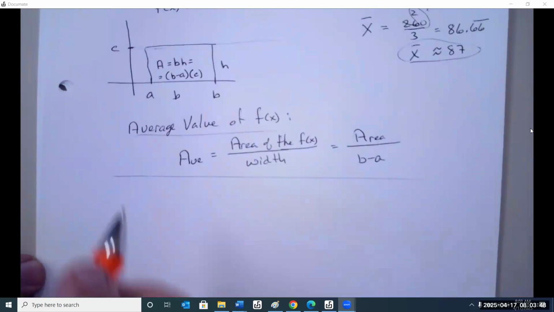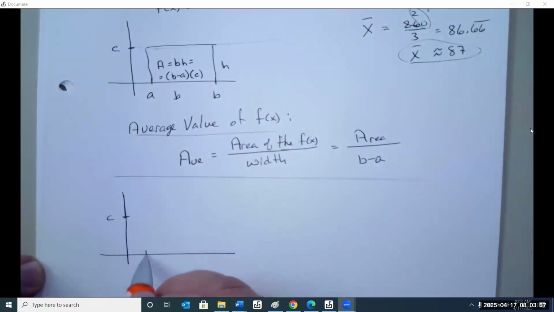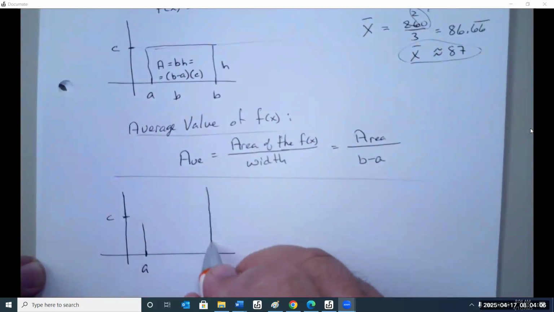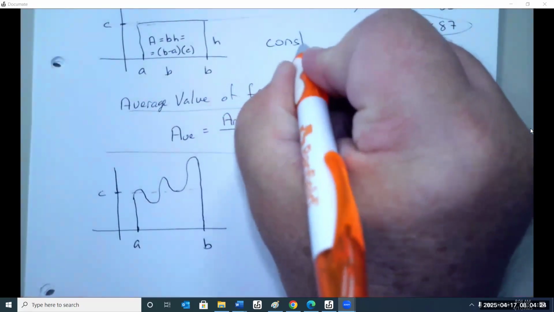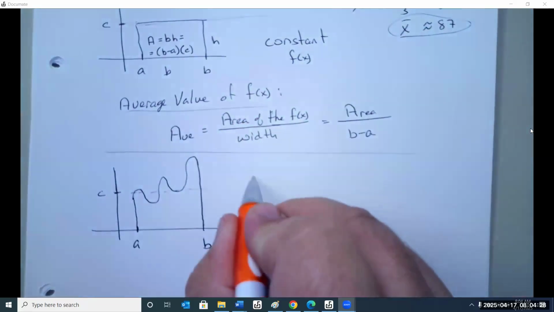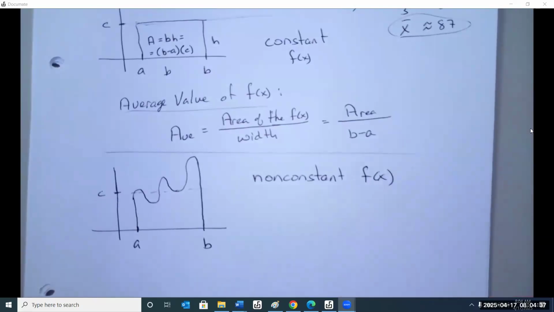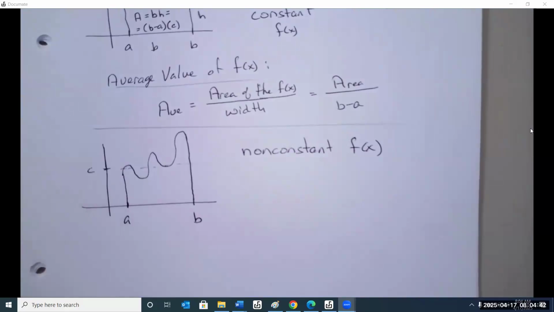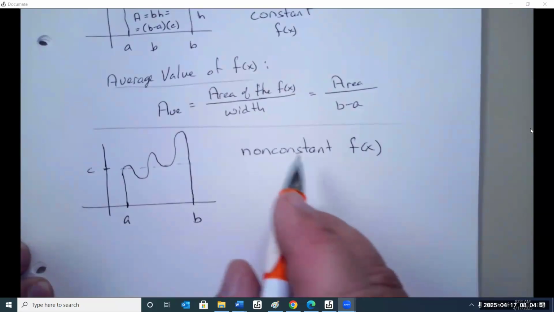But the problem comes. We're still using the value c. What if the function between a and b is not constant? We're still looking at under c. So this is a constant function. Now, this is the non-constant function. The rectangular one's pretty simple. Now we have to look at a new definition for this.